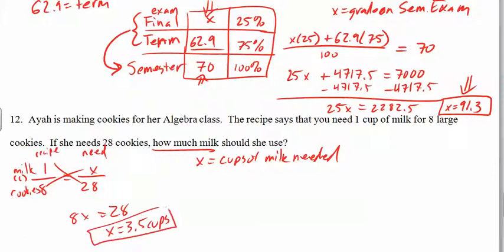Again, I put the units on there. I said the units earlier, though I didn't write them down, 91.3%. There you go. That's question number 12.